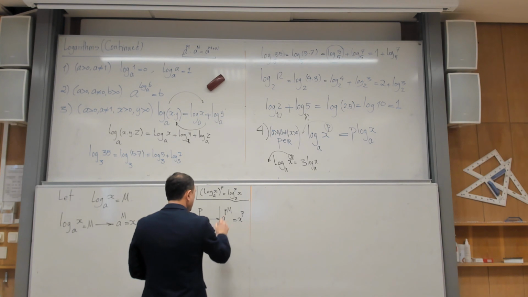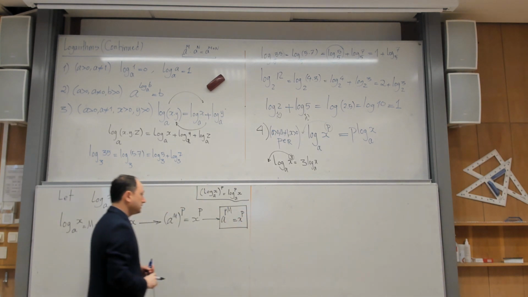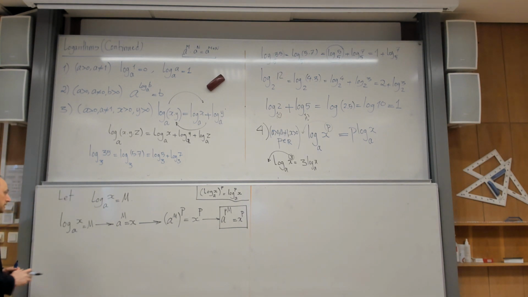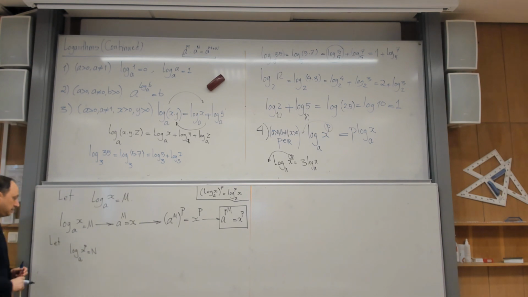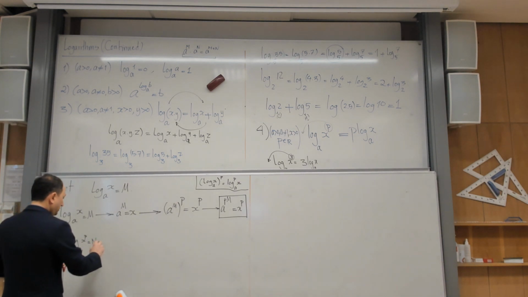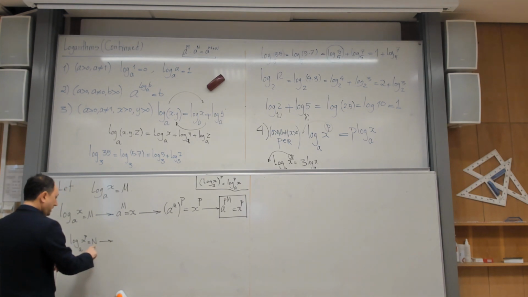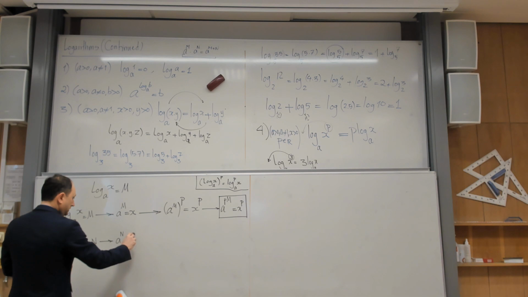So we can keep it like this. We can use the definition of logarithm, but it might be a little bit confusing for you. So let us keep it like this. Let, for example, the logarithm of x to power p in base a be called n. Then immediately you have to admit that a to power n is equal to x to power p. Let me call this one number 2.